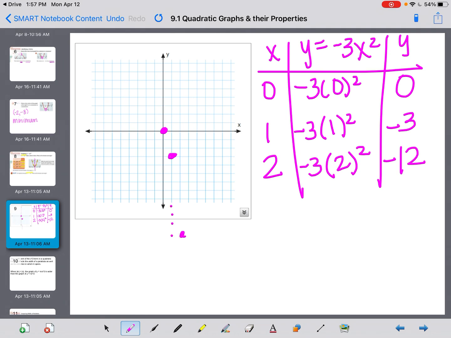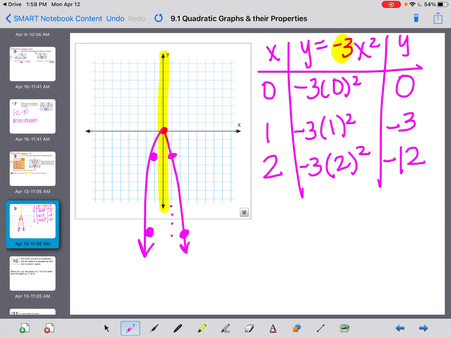10, 11, 12, so over here. Okay, and then I'm going to connect those with arrows because we know this goes on forever. Okay, because this had a negative a value, we know that this is going down, which we can see as we graph it. And we're going to use this as our line of symmetry. So now we're going to reflect over and put our points right across, so it looks like a mirror image.